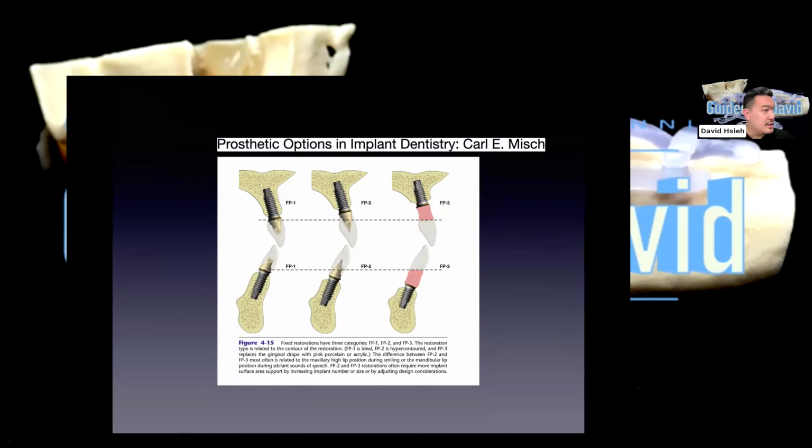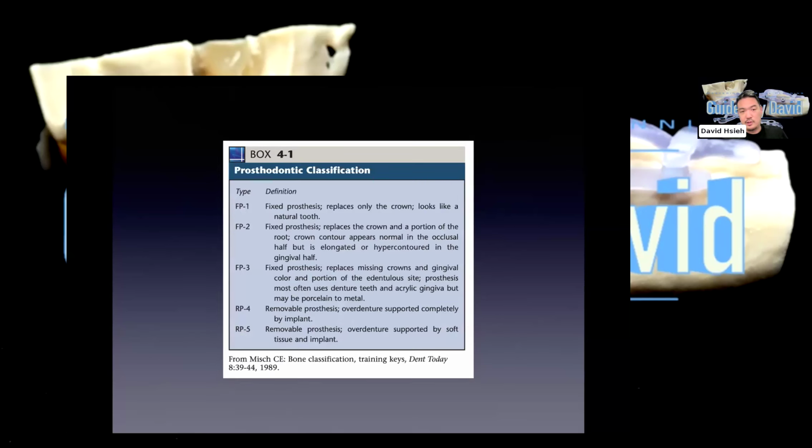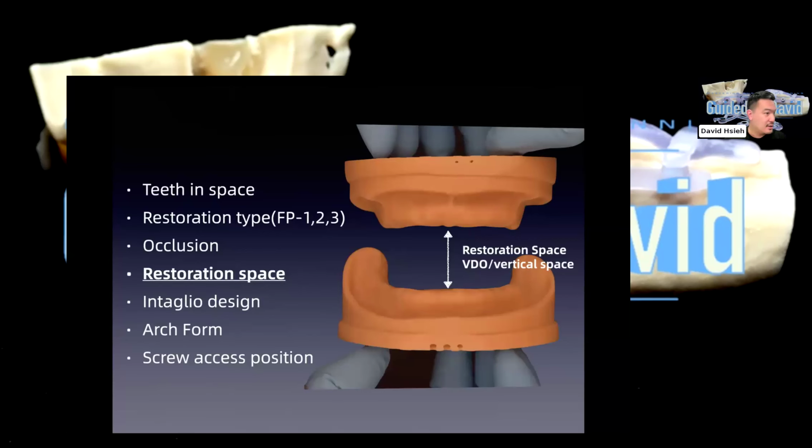And then FP2 is when the ridge starts to resorb, so a little bit of soft tissue needs to be replaced as well. And when you fall onto FP3, it means a lot of bone resorption has already happened. So we need not only to replace the teeth, but also some soft tissue, which is the pink. So there are different defects when it comes to your full-arch fix. This is the definition for them. Very important. After we know that, we can jump to the next topic, which is the restoration space.